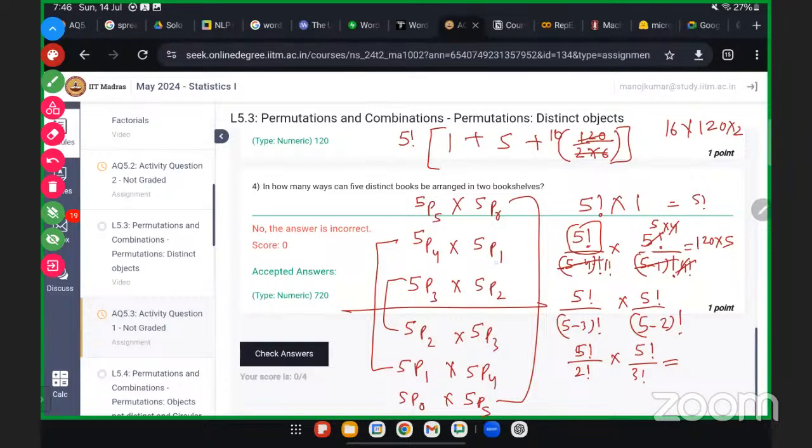I'm selecting it correctly. So from each of the cases, we will get 120, and the total will be 720. Okay, so in this case, 5P4 is 5 factorial divided by (5 minus 4) factorial, which is 1 factorial, so this itself is 120. Then 5P1 is 5, right? So this is 120 into 5, isn't it?